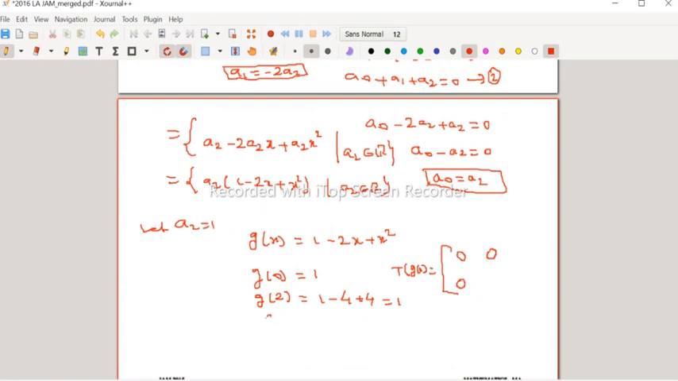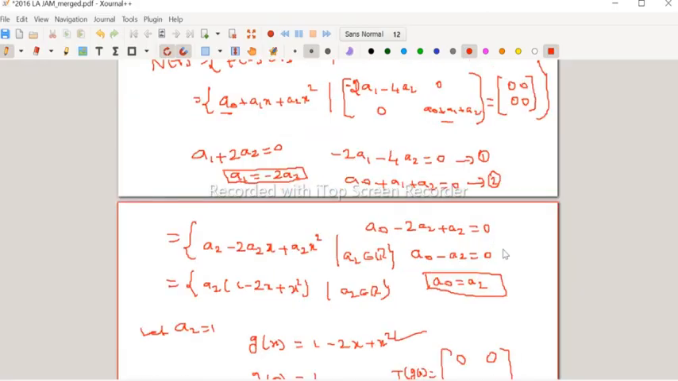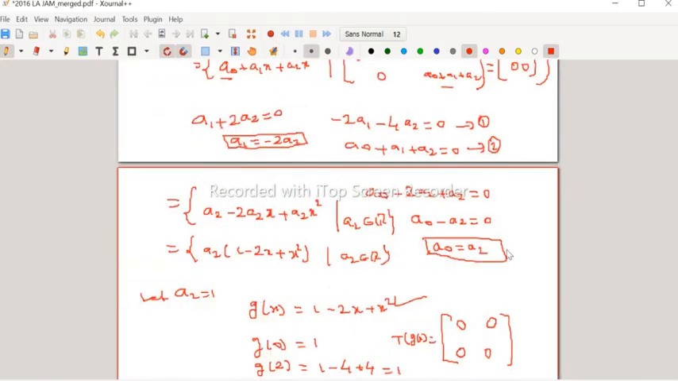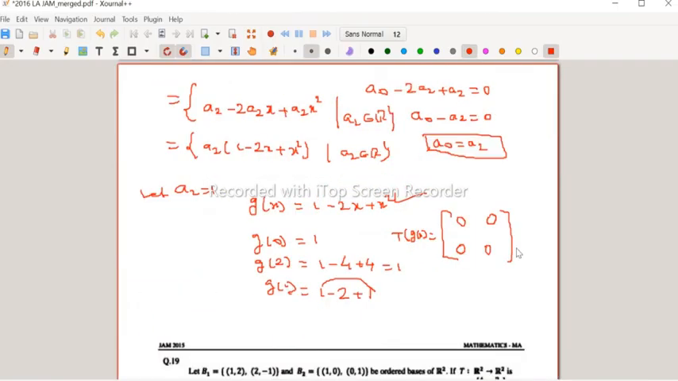Now this should be g of 1. What is g of 1? If we substitute x equal to 1, 1 minus 2 plus 1. So 1 plus 1, 2, 2 minus 1, 0. So we get 0. Therefore, there is some non-zero polynomial which maps to 0. Therefore, this function is not 1-1. 1-1 means what? Only the 0 polynomial maps to 0. But here we get a non-zero polynomial which maps to 0.